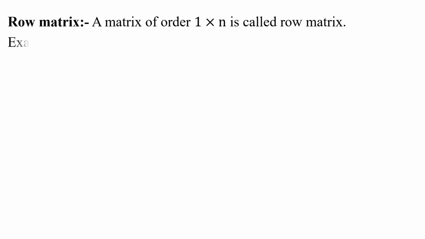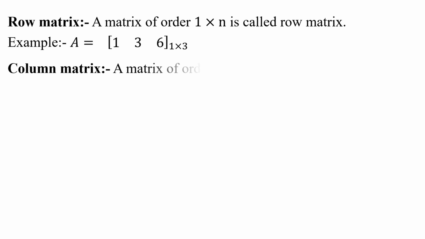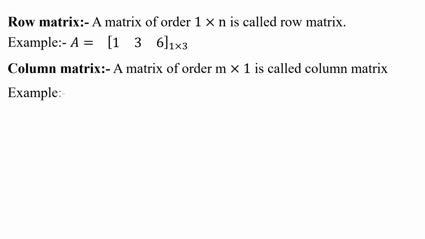Row matrix. A matrix of order 1 cross n is called a row matrix. Basically, a matrix with just one row and any number of columns will be called a row matrix. And column matrix, a matrix of order m cross 1, is called a column matrix. So here is an example in which I have considered 3 rows and 1 column.